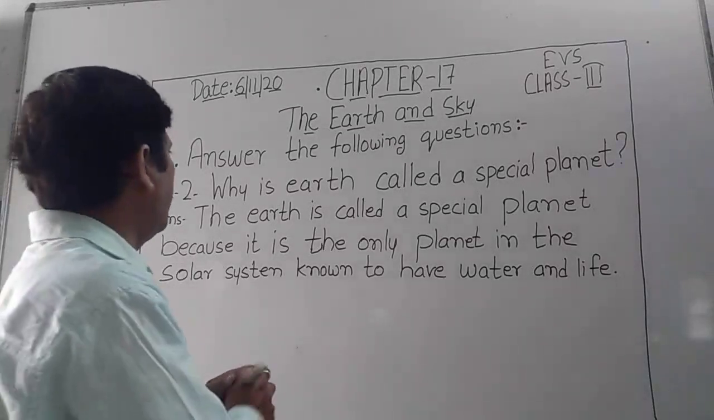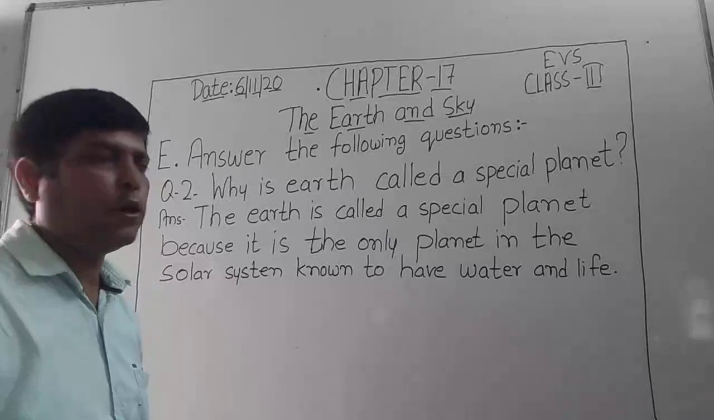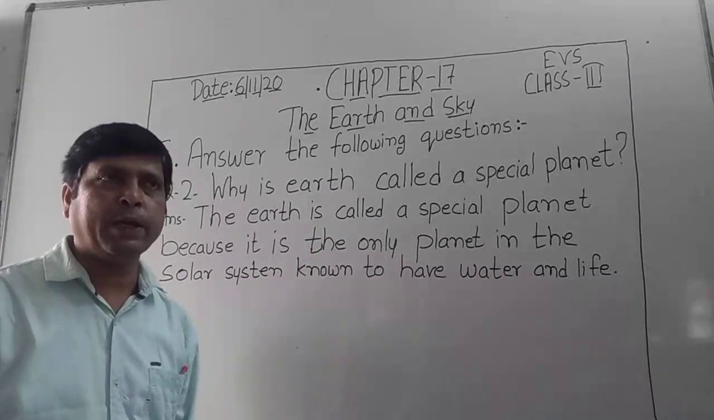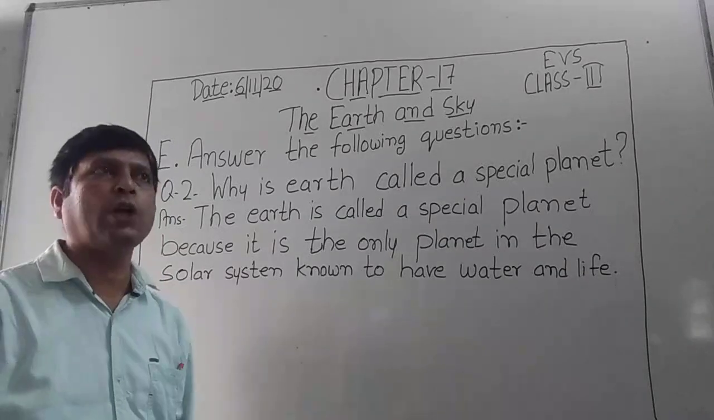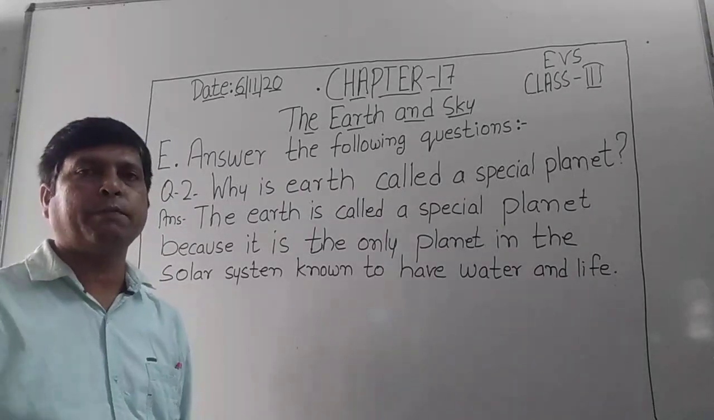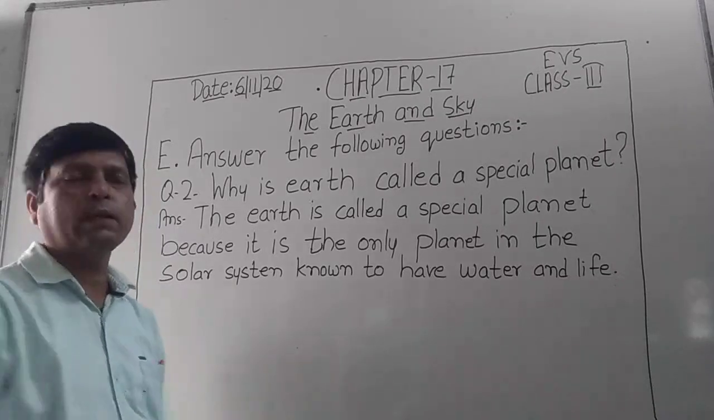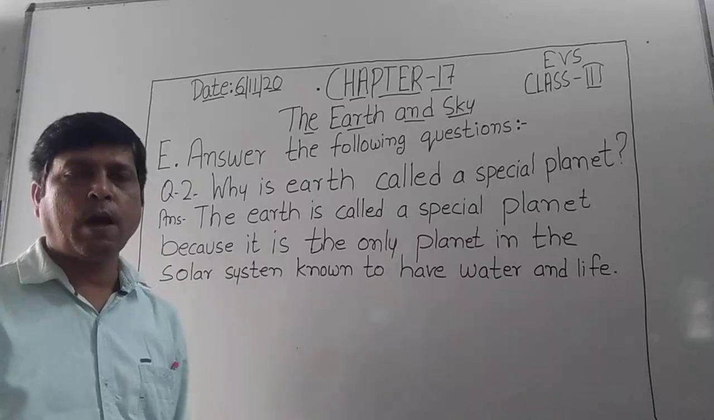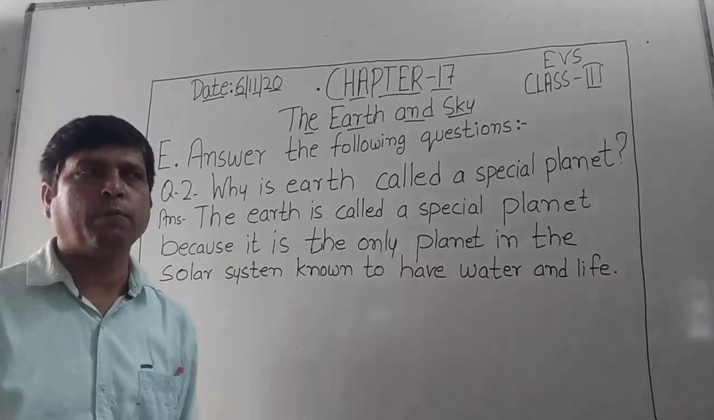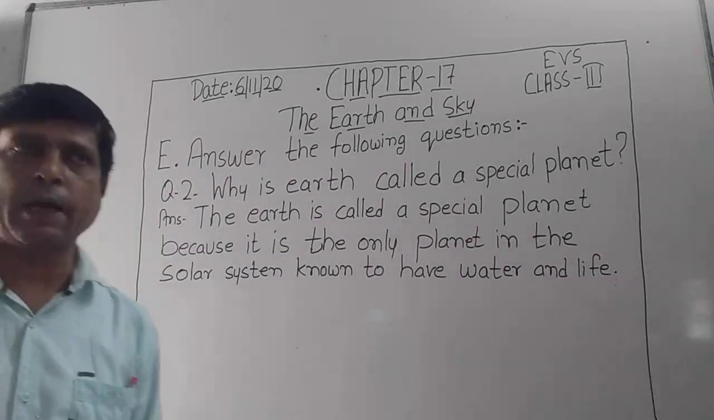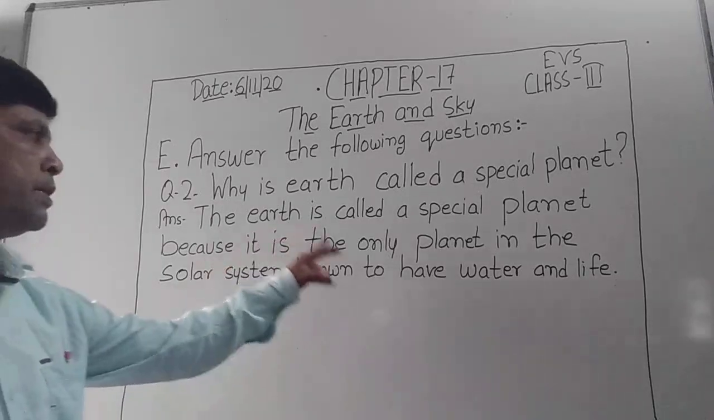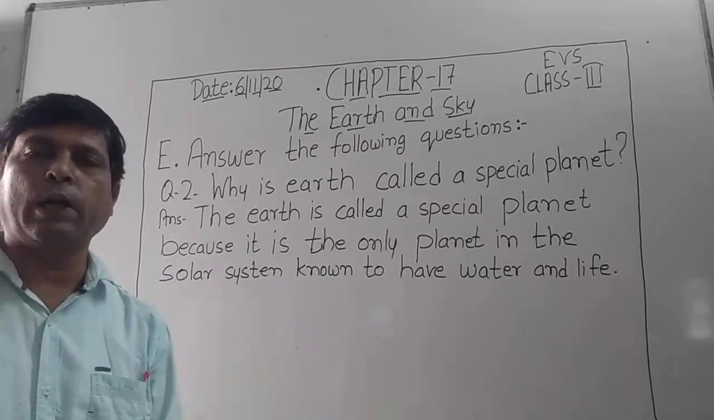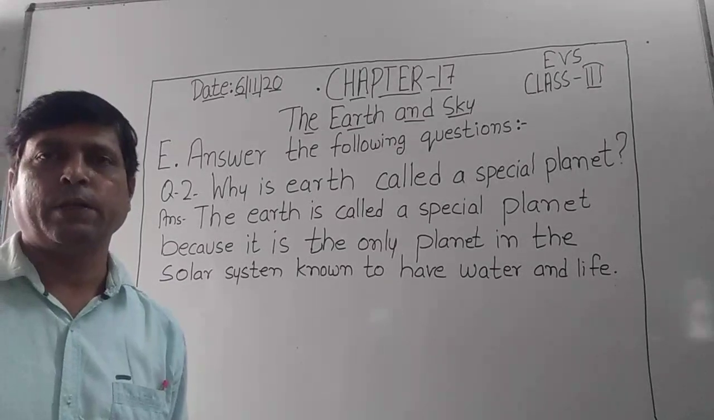See, why is the earth called a special planet, students? Earth is called a special planet because all the conditions which are required for life are present on this planet, our planet Earth. What are the conditions required for life? All those conditions are present on this planet Earth. That is the reason Earth is also called a special planet. Thank you, students.